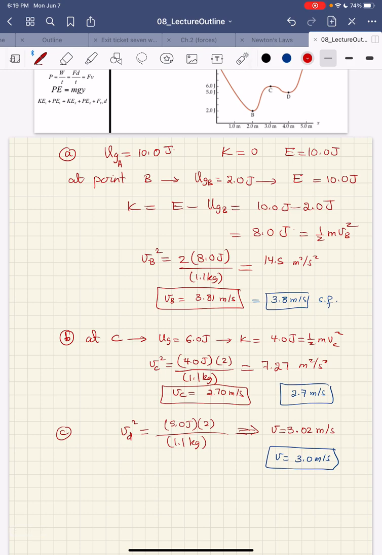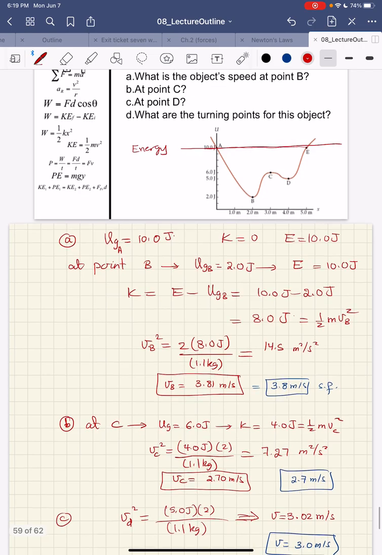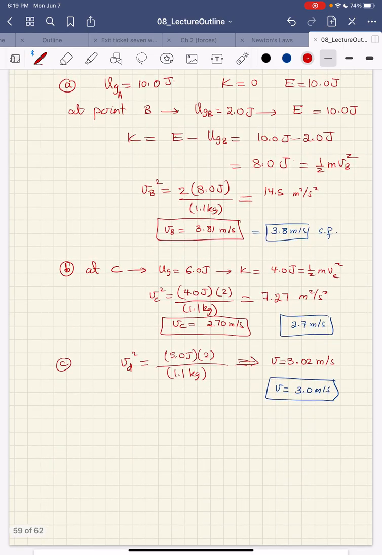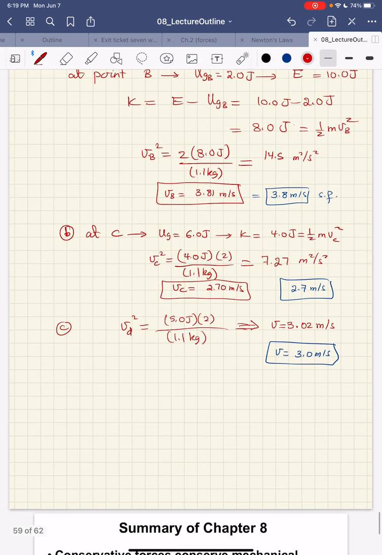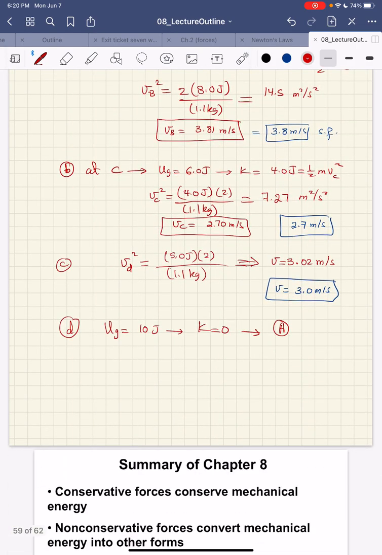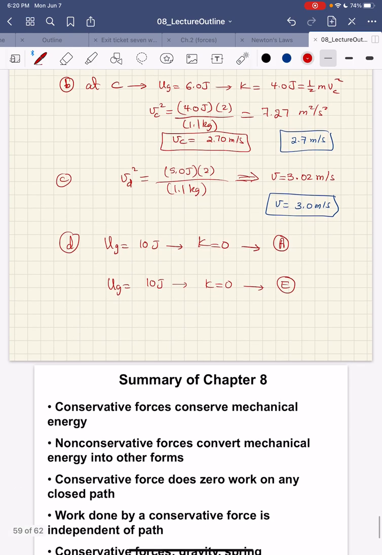I'm going to repeat the same calculation at C and D, and this is going to be 2.7 and 3. The last question is asking about the turning points for this object. Remember, I said when U_G was 10 joules and K was 0, this is the first one, which was point A in the diagram. And there is another point where U_G equals 10 joules and K equals 0, which is point E. Then A and E are really turning points for this object.